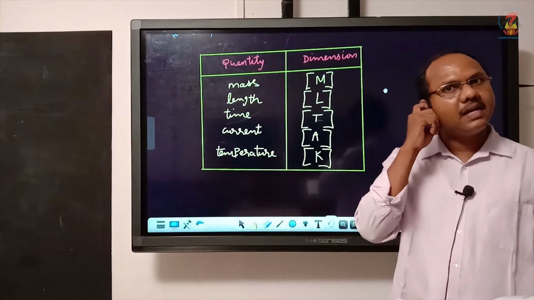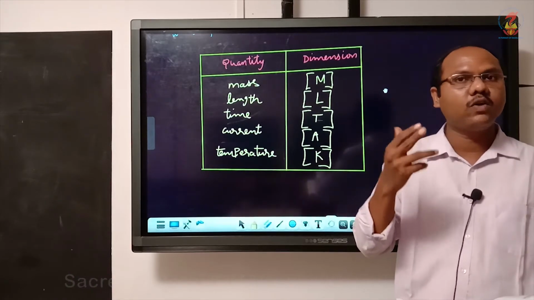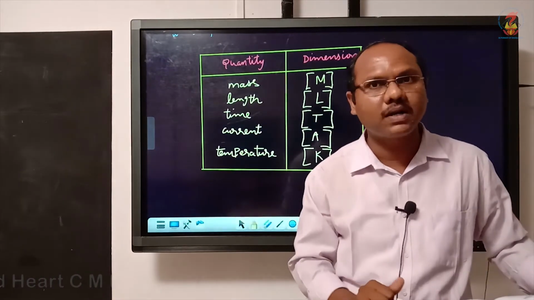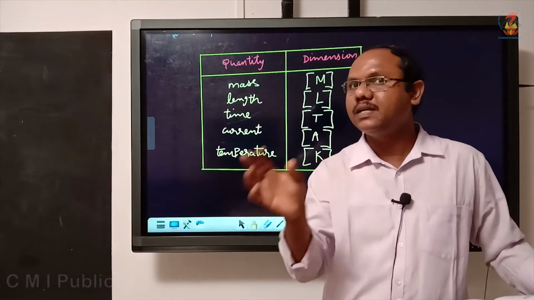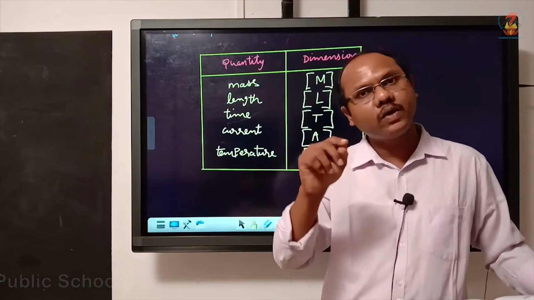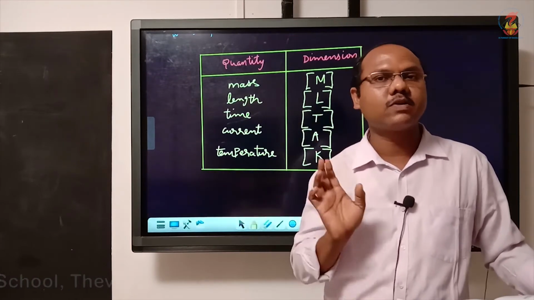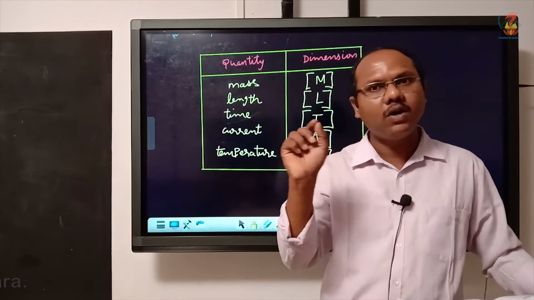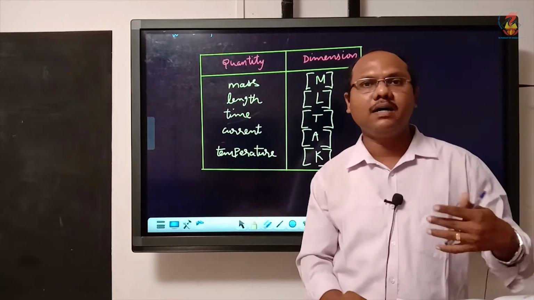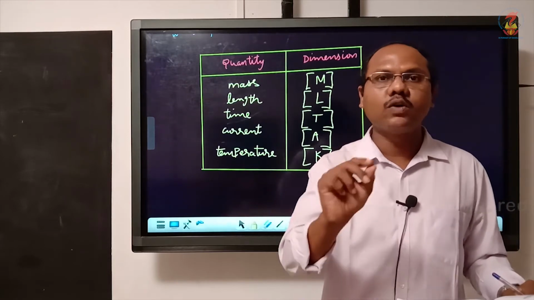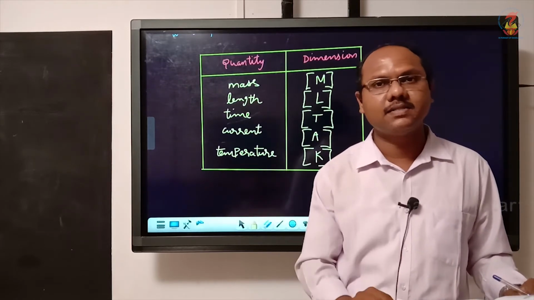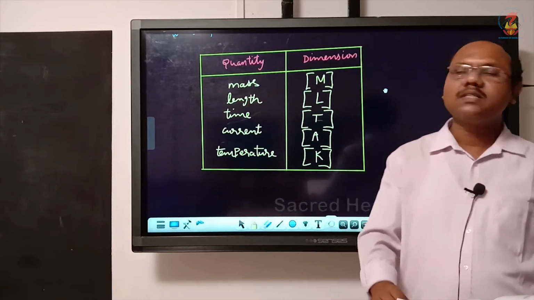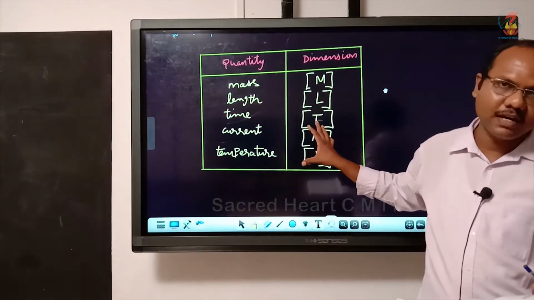Apart from that, you already know amount of substance and luminous intensity. Those 2 are also basic quantities. If amount of substance comes, you can write mole in the square bracket. That is the dimension of amount of substance. Similarly, if they ask luminous intensity, you can write candela, cd, in the square bracket. So these are the basic dimensions which we are using.